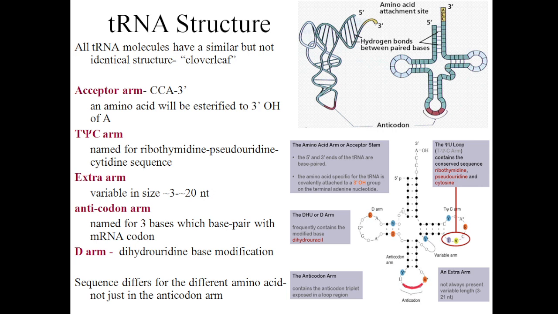With so-called arms: the dihydrouridyl arm, the pseudouridyl arm, and the anticodon arm. And all tRNAs have on the 3' end the same sequence, CCA: cytosine, cytosine, adenine. And the ribose of the 3' end, free ribose not associated with the next nucleotide, is the site of binding of the activated amino acid, aminoacyl adenylate.